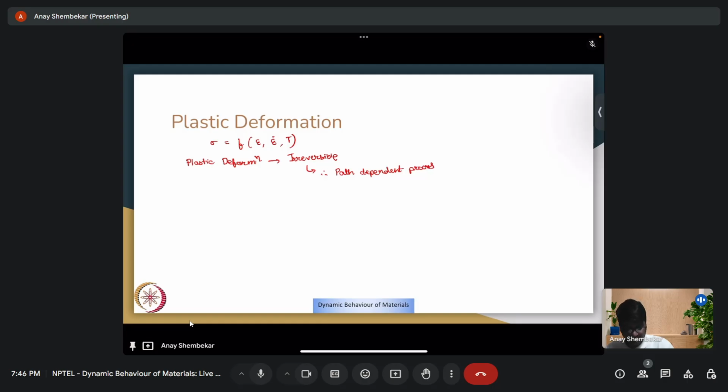Because it's a path dependent process, deformation history becomes important. This is because of basically the deformation substructures created. So as a result, you end up having stress as a function of strain, strain rate, temperature, and deformation history.